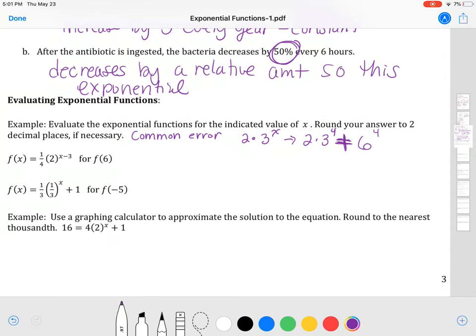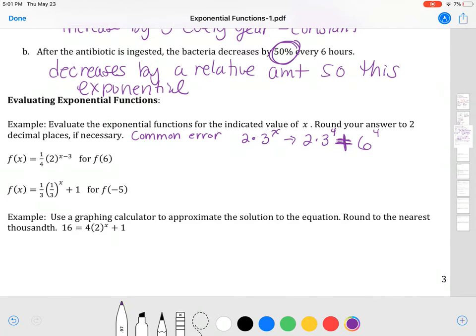The reason why this is wrong is because order of operations says you always do exponents first. So the correct answer would be to take 3 to the 4th, which is 81, and then multiply 81 by 2. So don't multiply your a and your b prematurely. Make sure you do the exponent first.